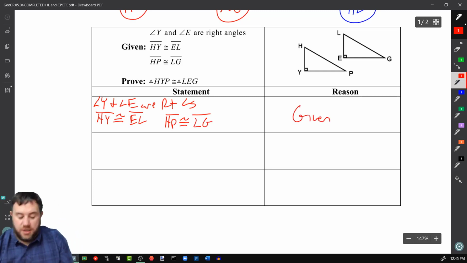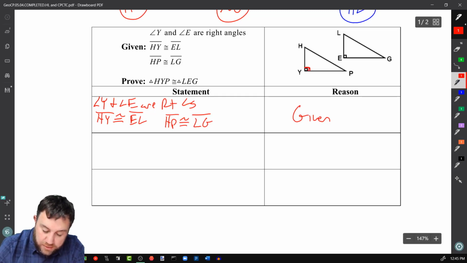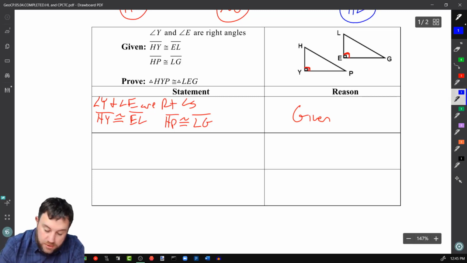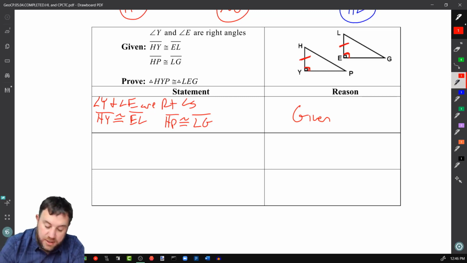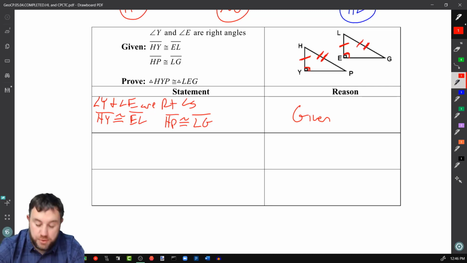Let's go ahead and mark all of that stuff in our picture. Okay, our right angles are already marked. I'm going to do it again just so it stands out a little bit more. We are shown that HY and LE, or EL, are congruent. And we know that HP and LG are congruent. So we've got right triangles.